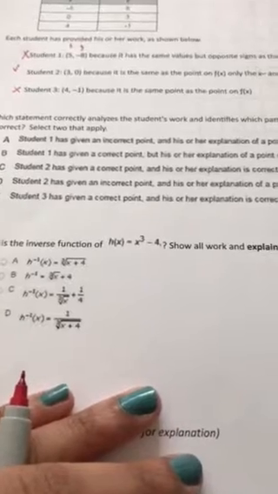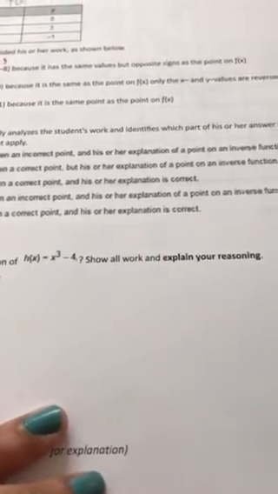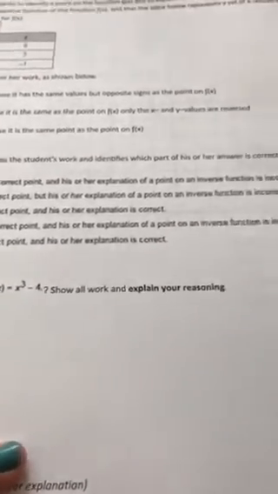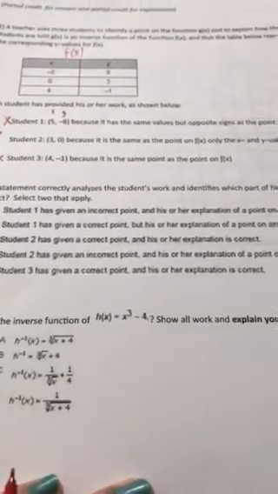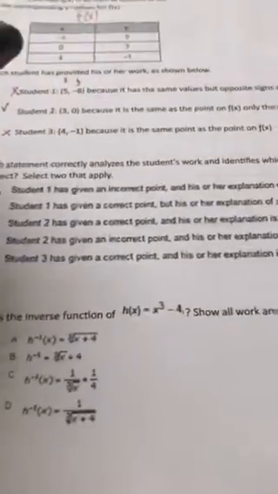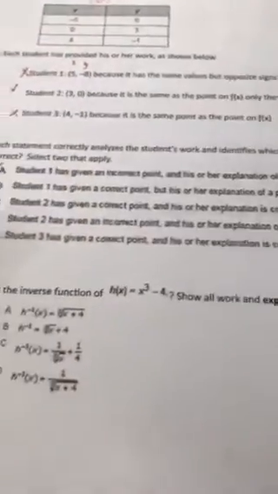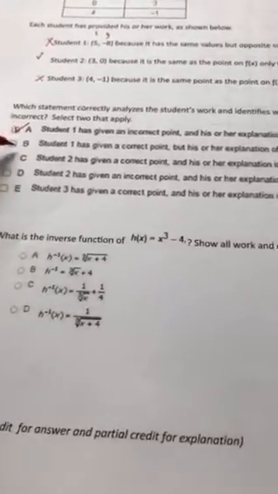So A says student 1 has an incorrect point, but his or her explanation of a point on the inverse function is incorrect. So they're incorrect and their explanation is incorrect. So for student 1, they were incorrect and their explanation was incorrect. So we know A is correct. That's confusing. But what we're basically saying is that they were wrong and they had a wrong explanation.